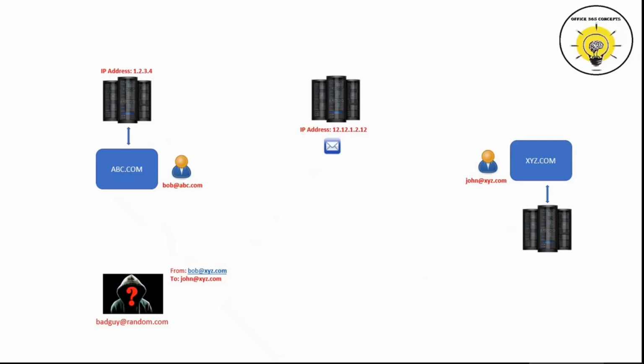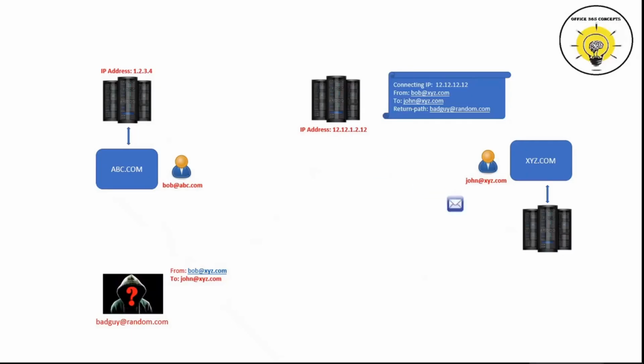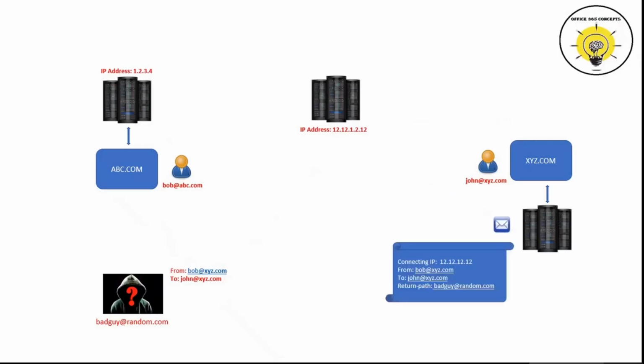So this email will be processed by a random server. And during that process, a few attributes will be added within the email header. The connecting IP address will be the IP address of this random email server, which is going to process this email. And the return path will be the email address of the guy who is going to send this email using abc.com domain. So when recipient server will receive this email, that server will try to validate if this particular email is a valid email or not.